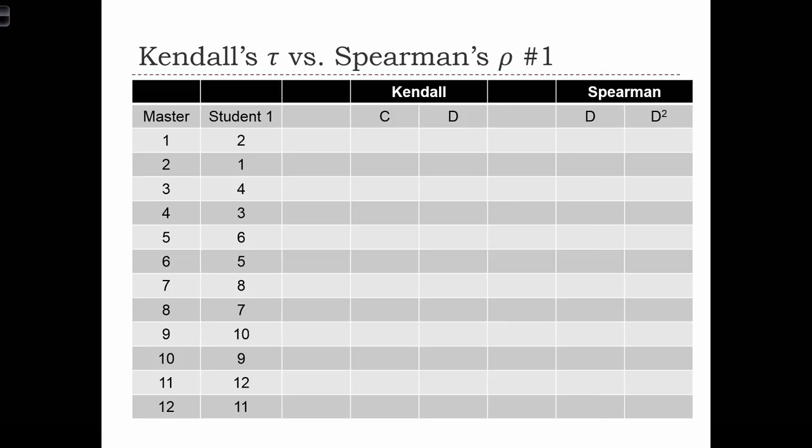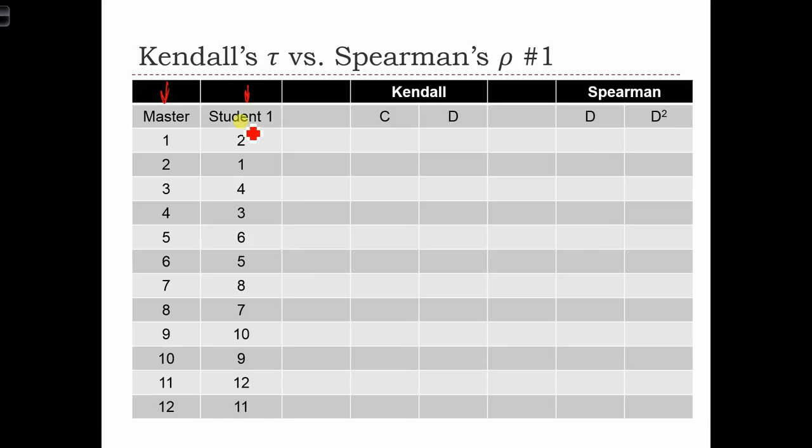Let's compare Kendall's tau to Spearman's r in this example. In this case, a master artist ranks 12 paintings from 1 to 12, and the student artist ranks the same paintings in column 2. So these are the rankings given to the 12 paintings according to the master, and these are the rankings given according to the student. Let's compute Kendall's tau for this example.